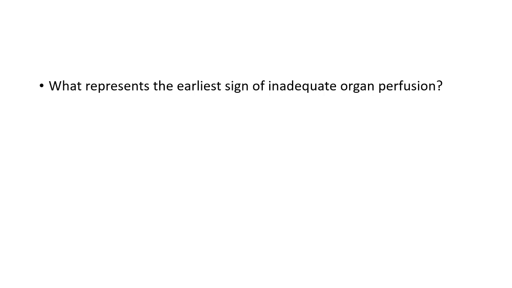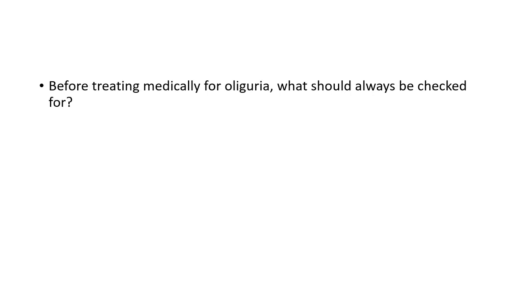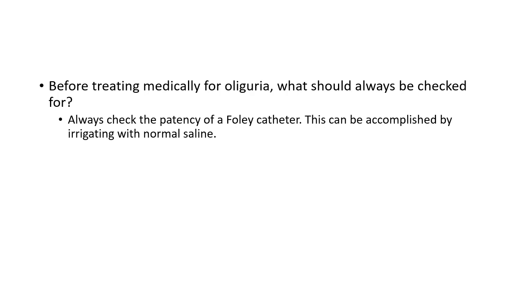What represents the earliest sign of inadequate organ perfusion? The earliest sign of inadequate organ perfusion is oliguria. Before treating medically for oliguria, what should always be checked for? Always check the patency of the Foley catheter. This can be accomplished by irrigating the catheter with normal saline.